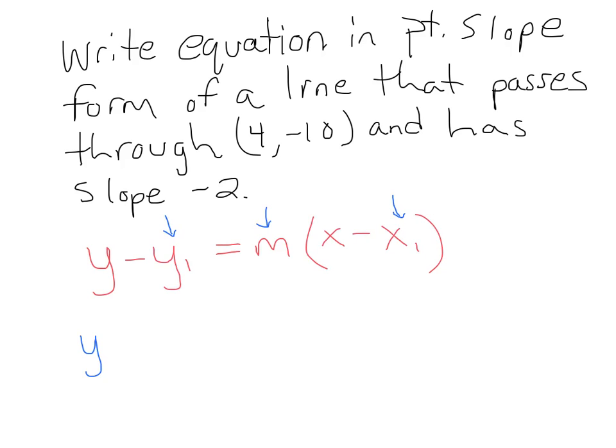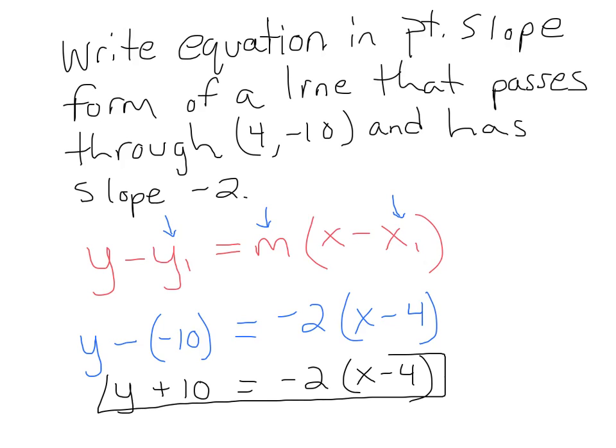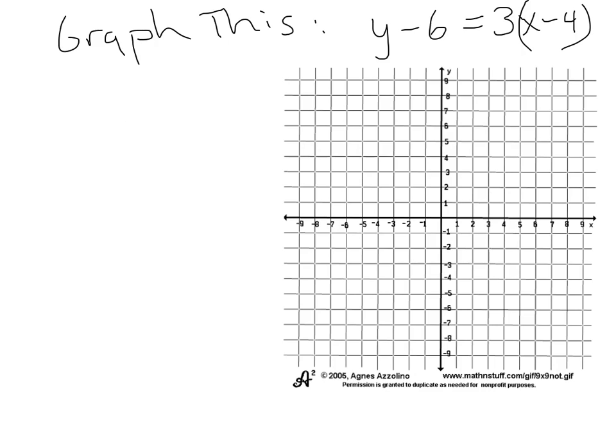So this y stays the same, and we're going to be subtracting, be careful, it's a -10. Equals our slope is given as -2, x minus whatever the x coordinate given is, 4. We can simplify this a bit and call this y plus 10 is equal to -2, x minus 4. That's it. This is the equation in point-slope form because you can see your point and you can see your slope. Hooray!